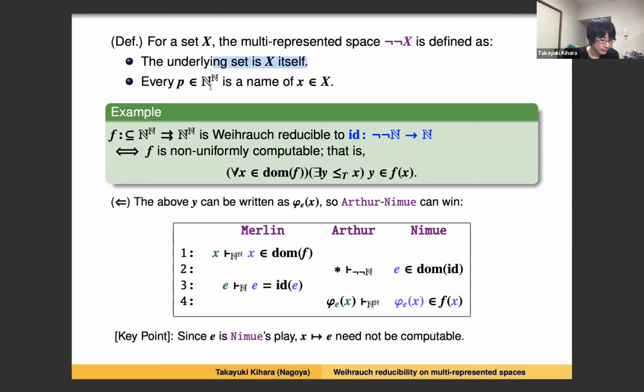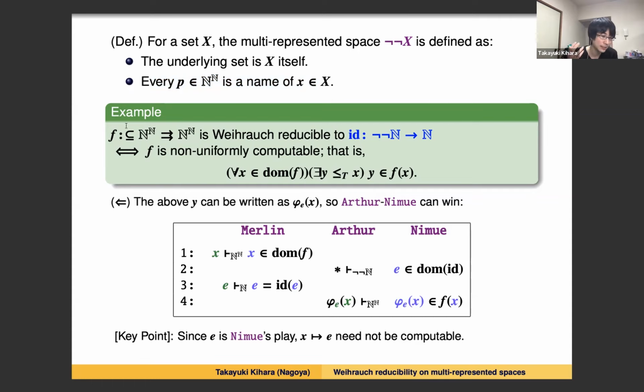But the representation will be changed. The underlying set is the same as X, but everything is a name of any point. I mean, any infinite sequence is a name of any point. So it is a space whose names are almost meaningless. Everything is a name of everything. Let's call this a double negation space, a space where anything can be a name.